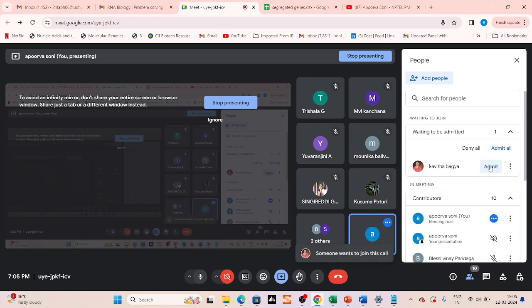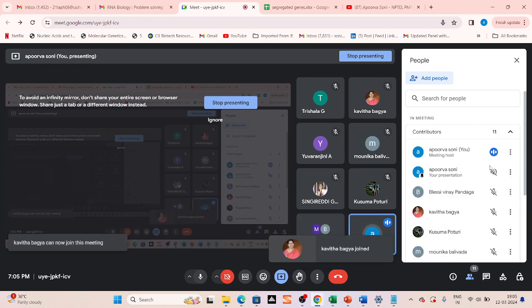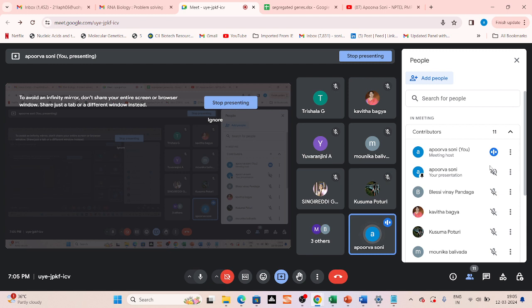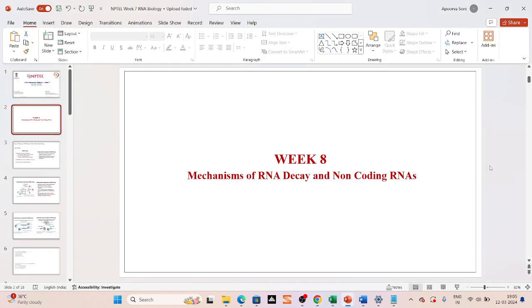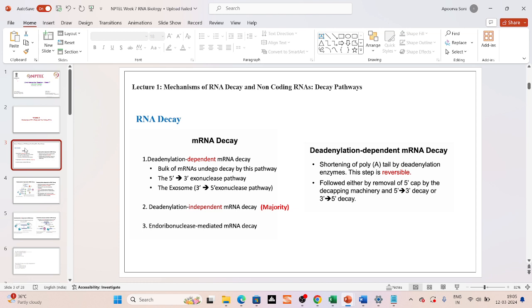And this degradation can happen at the cytoplasm level also, or this degradation can happen in the nucleus also, in the nuclear level also. Okay, so this is just a gist of RNA decay. Now let's move to our first lecture. We have 6 lectures, so we'll try to understand the basics of each lecture very quickly because there is a lot to cover this time again. Okay, so the first lecture is mechanisms of RNA decay and non-coding RNA, that is various decay pathways.